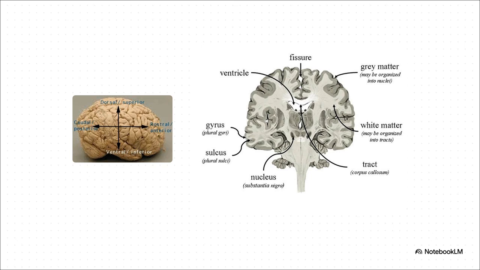This slide gives us 2 views that are absolutely crucial for getting our bearings. Let's look at the image on the left first. These are the directional terms for the brain. Rostral means towards the front, or anterior. Caudal means towards the back, or posterior. Dorsal points to the top, or superior. And ventral points to the bottom, or inferior. Now look at the cross-section on the right. Here you can actually see what we just learned. You can see the gyri, the sulci, and the fissures that create that famous folded surface of the brain.